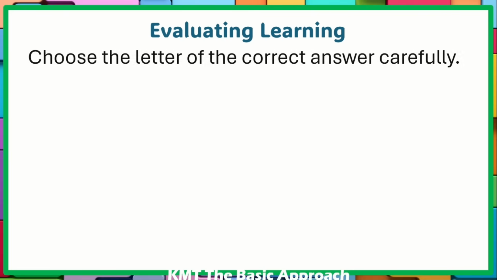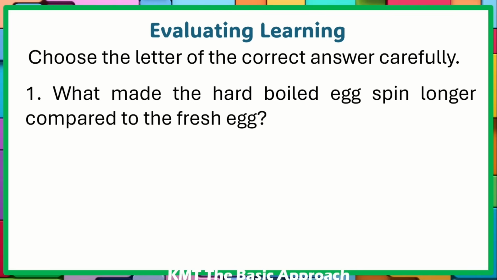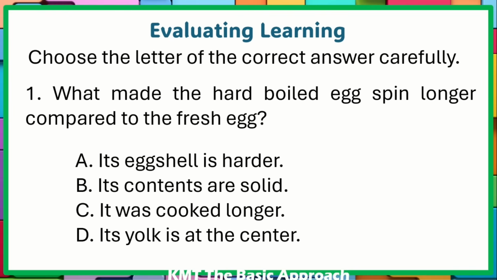Evaluating learning. Choose the letter of the correct answer carefully. Number 1. What made the hard-boiled egg spin longer compared to the fresh egg? A. Its eggshell is harder. B. Its contents are solid. C. It was cooked longer. D. Its yolk is at the center. What is the correct answer? Good job! The correct answer is letter B. Its contents are solid.